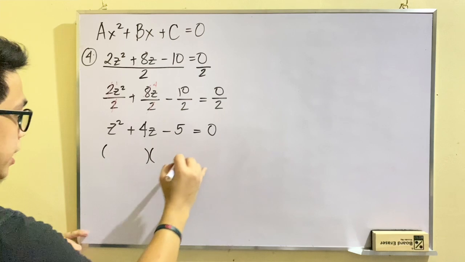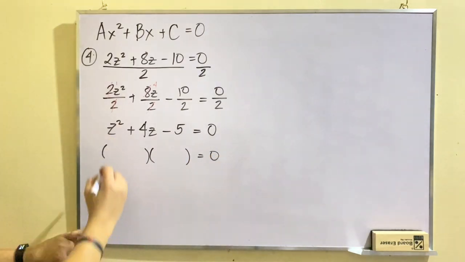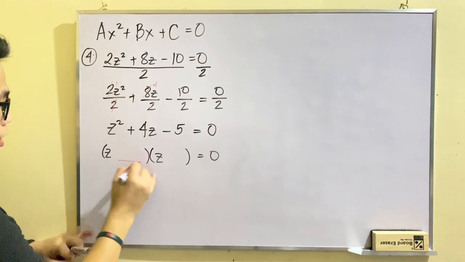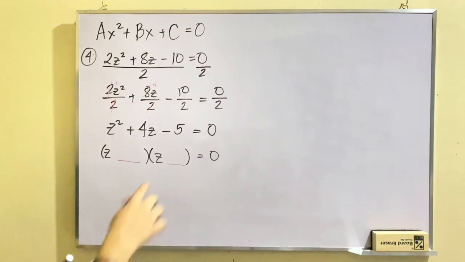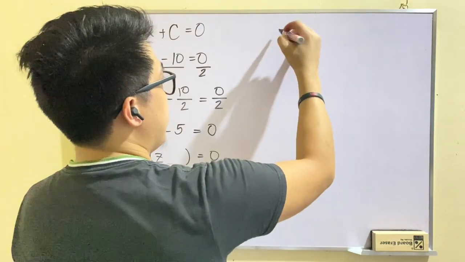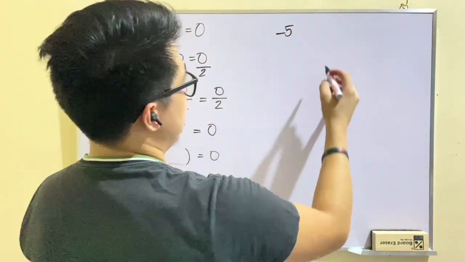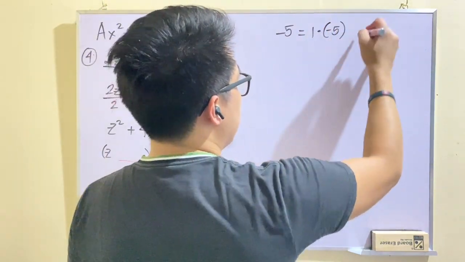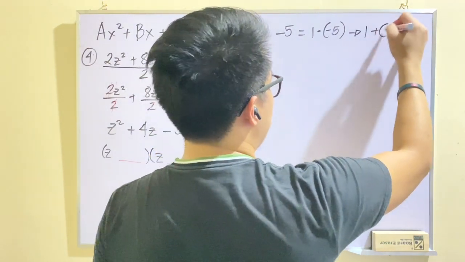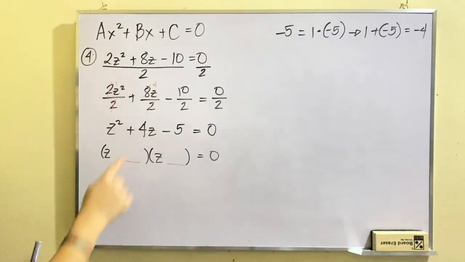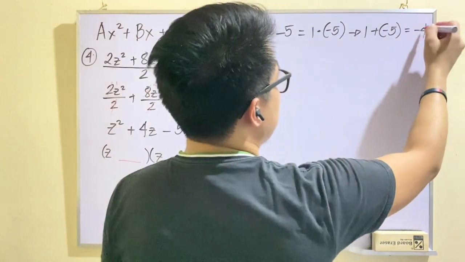So, 2 binomial again, equate to 0, z squared, so z and z. Again, paano natin mahanap yung second term ng binomial? Hahanapin natin ang factors ni negative 5 na kapag pinag-plus, magiging positive 4. So, negative 5. Wag na wag kakalimutan ang sign. So, negative 5, 1 times negative 5. Kapag pinag-plus, 1 plus negative 5 is negative 4. Yan ba ang hinahanap natin? Hindi. Kasi positive 4 yung hinahanap natin. So, hindi ito pwede.